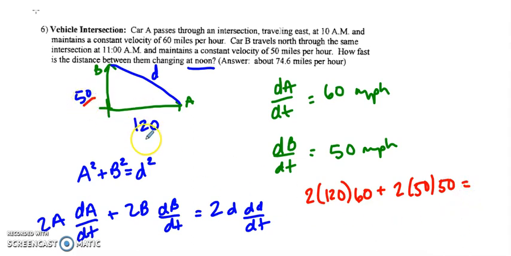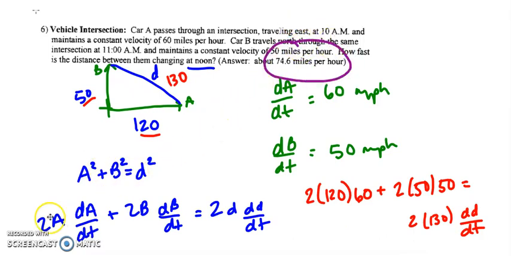This now is a 5, 12, 13 triangle, so d is 130 miles, and we are left with just one variable, and we can solve for it, dd/dt. So let's do that. Actually, let's not do that because I'll need my calculator. In the end, you will multiply all this out and you will divide by 260 and you will get this lovely answer of 74.6 miles per hour.